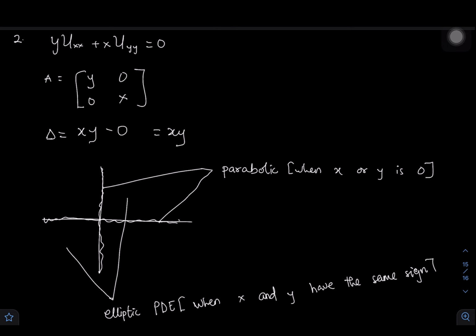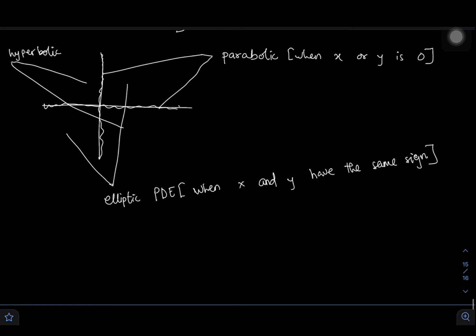So, and if they have opposite signs, that's going to be that quadrant, then that is going to be a hyperbolic one. Okay, yeah, so anytime you have your delta being a product of these space variables, then you're going to have different scenarios of the second order partial differential equations. Okay, yes, so these two were very simple.